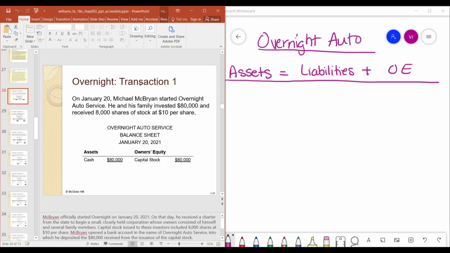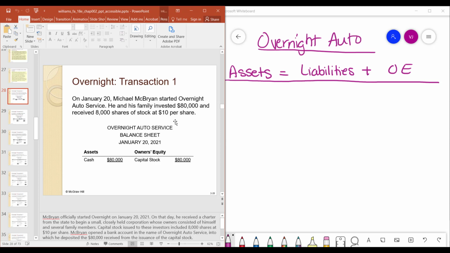Okay, so the first transaction, it says on January 20th, Michael McBrien started Overnight Auto Service. He and his family invested $80,000 and received 8,000 shares of stock at $10 per share. So this is clearly a transaction because there was an exchange that took place, right? He and his family invested $80,000 in exchange for shares of stock, or in exchange for ownership of this business. In this case, this would be an example of a closely held corporation, one that's not on any kind of stock exchange. So these shares are only privately available, but that's besides the point.